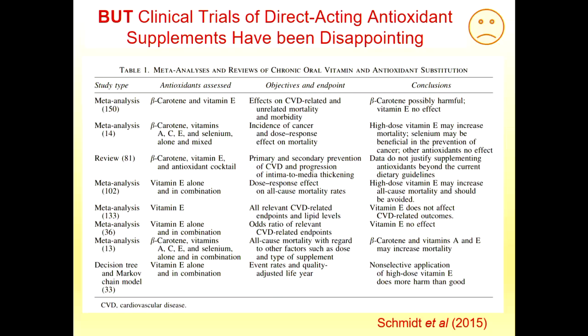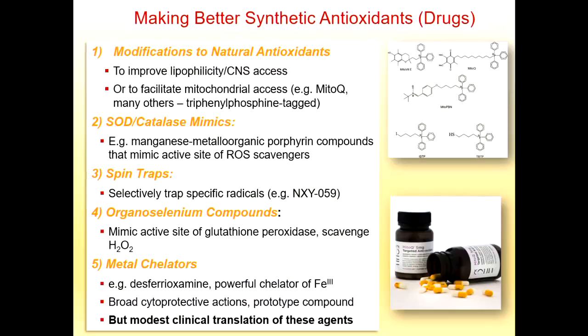So what's going on here? Quite a surprise to people because we were thinking that this might be a way to improve human health on a population scale. And also at the same time, based on that conviction, people were doing all sorts of work in laboratories, chemists, trying to make better antioxidants. So some of this work involved making better natural antioxidants.